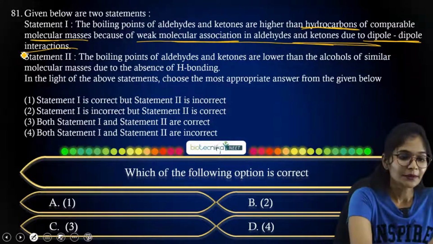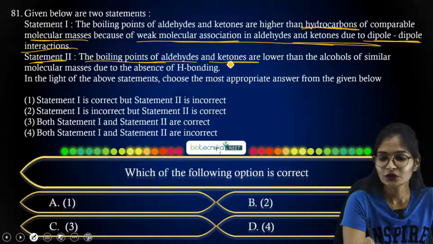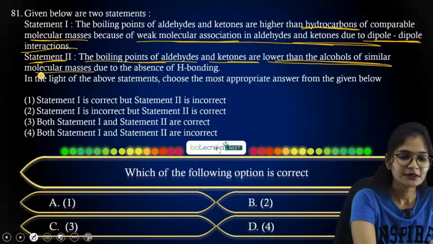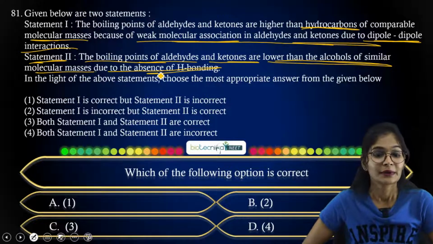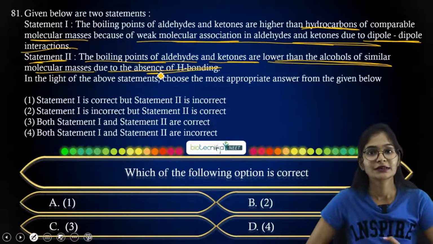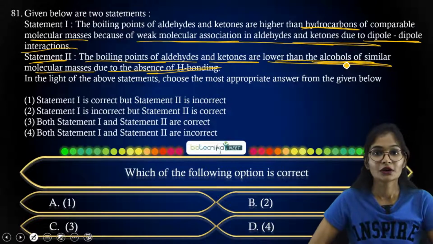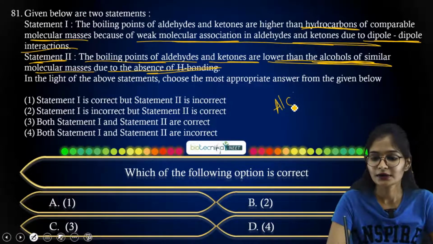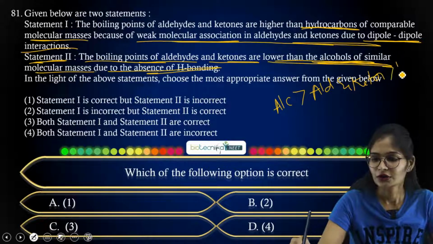Now coming to statement 2, the boiling points of aldehydes and ketones are lower than the alcohols of similar molecular masses due to the absence of hydrogen bonding. So statement 2 mainly considers aldehydes and ketones with respect to alcohols. Overall, alcohols have a higher boiling point compared to aldehydes and ketones, and then the hydrocarbons come.